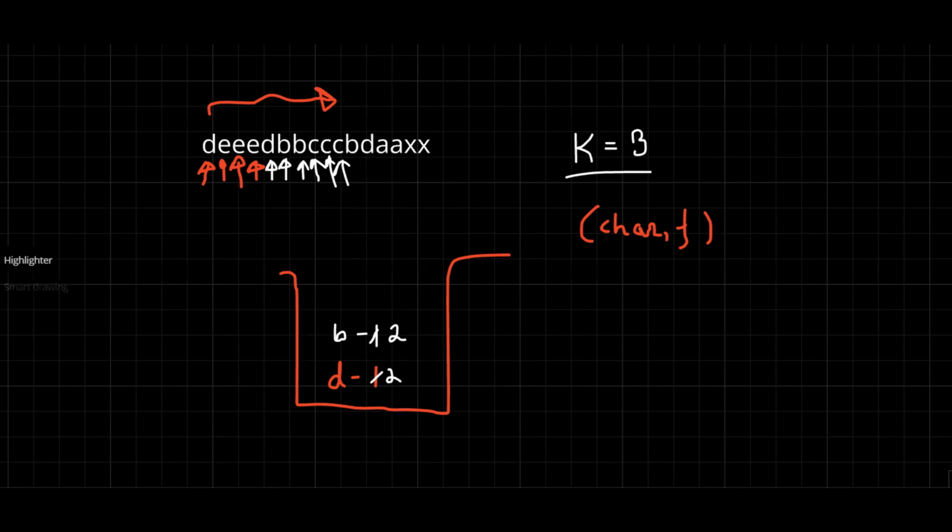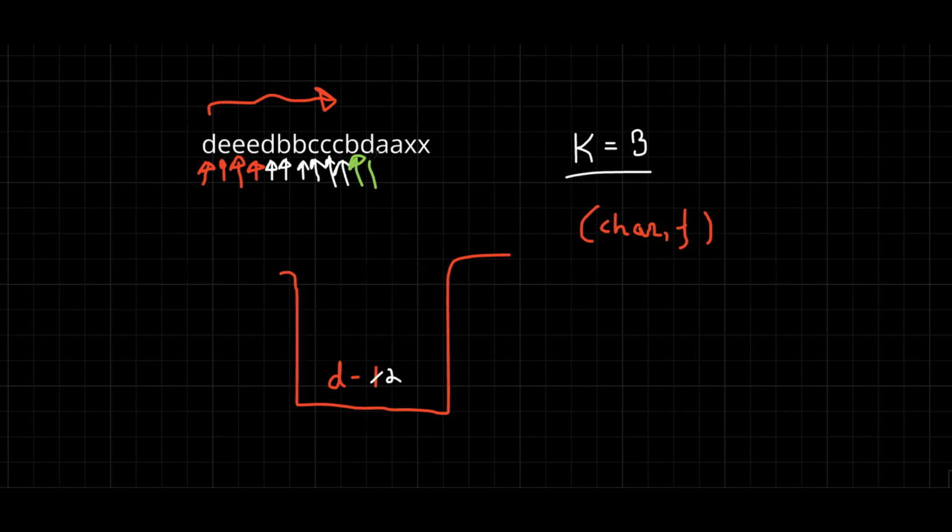Now we are at this element B. So we have to check whether the top element of the stack is B or not. Yes, it is. So we have to update the frequency from 2 to 3. But wait, again, this value is exactly equal to k. So we have to remove the top element of the stack.